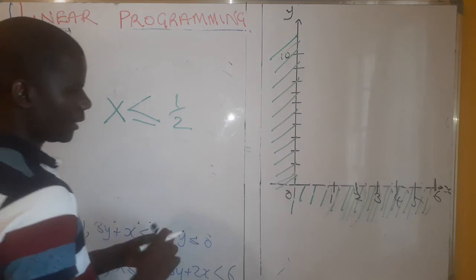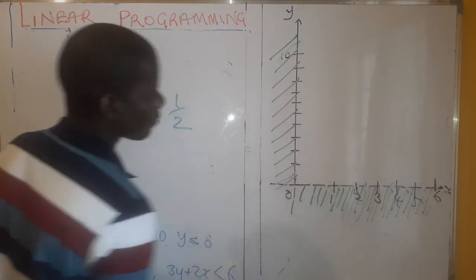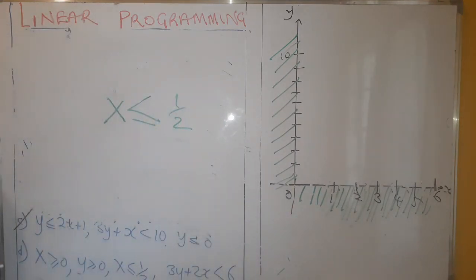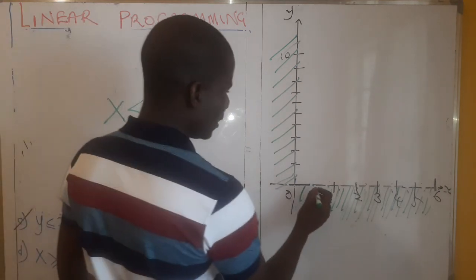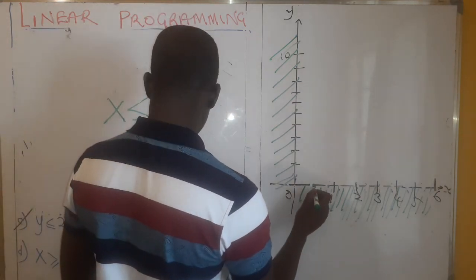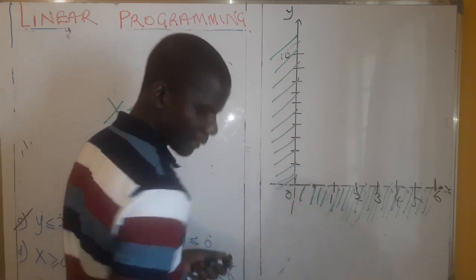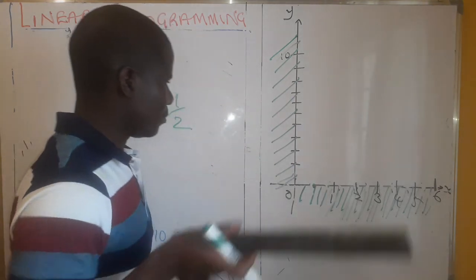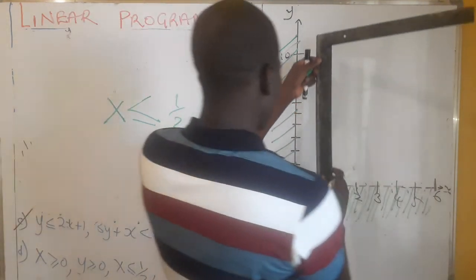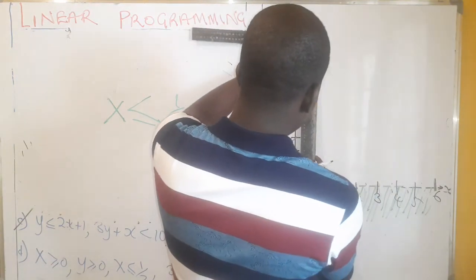Take note of the regions that we have already shaded. Okay? So now I come to this one. So this is between 0 and 1. Between 0 and 1, it's this part here. Okay? It's this part here. So I need to draw a straight line here.